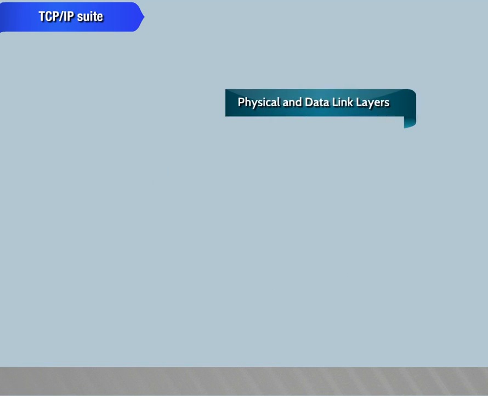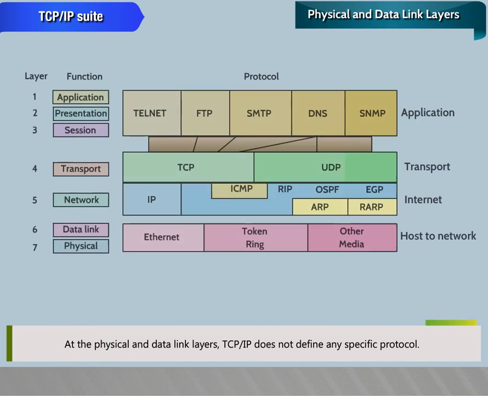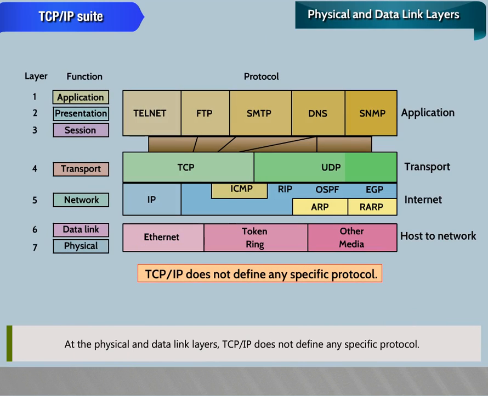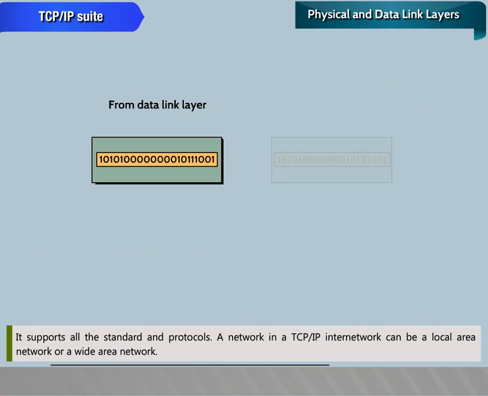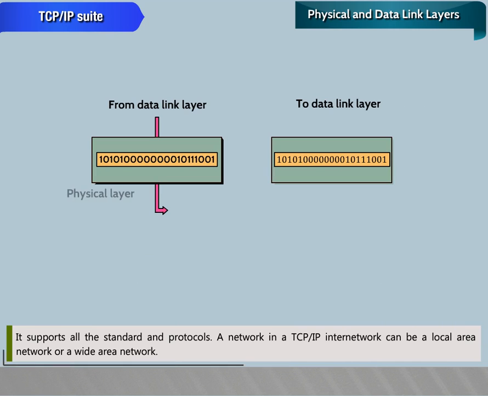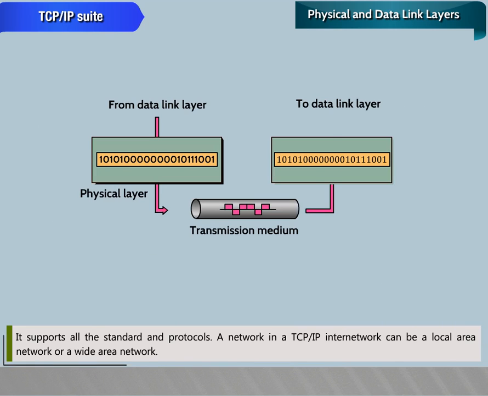Physical and data link layers. At the physical and data link layers, TCP/IP does not define any specific protocol. It supports all the standards and protocols. A network in a TCP/IP internetwork can be a local area network or a wide area network.